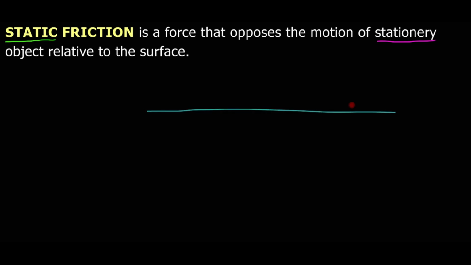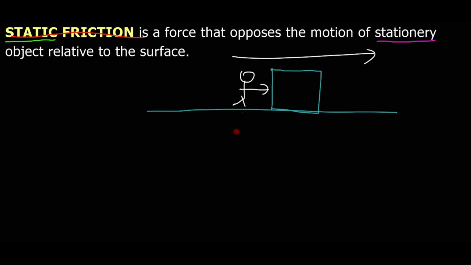Let's say we have an object in this case, and we try to push this object in this direction, but it happens this object is not moving. For the reason this object is not moving, what we call static friction. The reason this object is not moving is because your force is less than the force of this object. But as soon as your force increases, this object will move.